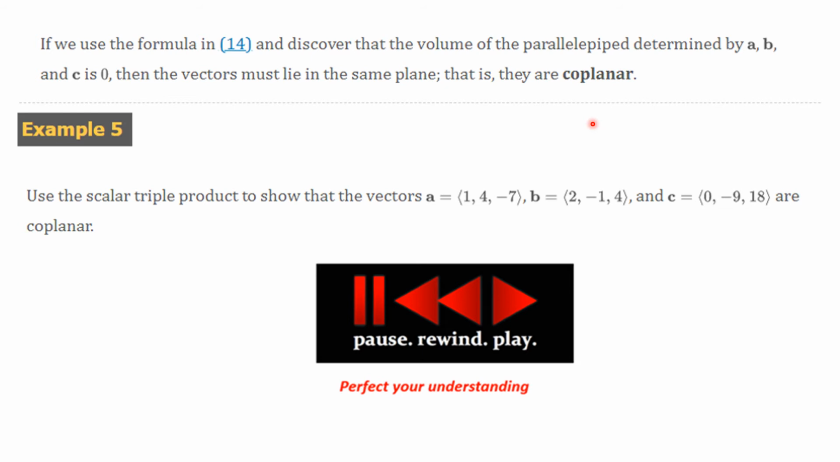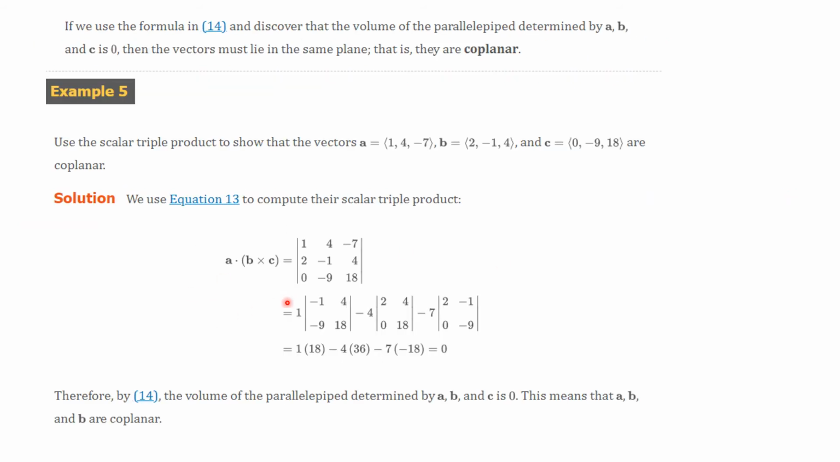So here's an example. You're to use this scalar triple product to show that these 3 vectors, A, B, and C, are coplanar. You know what to do. Let's see how you did. Okay, you just use this, you put A, B, and C like that, and you compute the determinant. Make sure you can do this computation. You get 0, that means that there is no height. That means they are all coplanar.